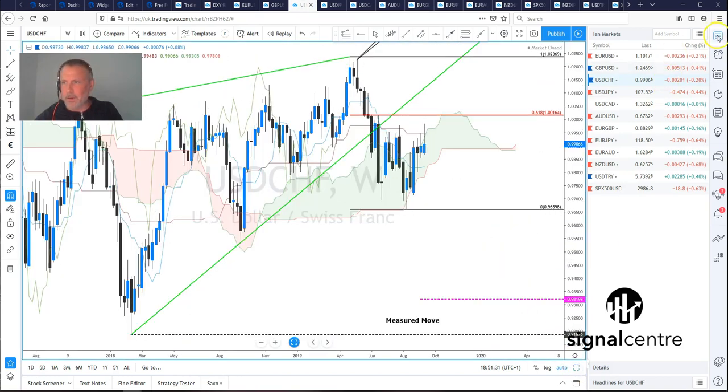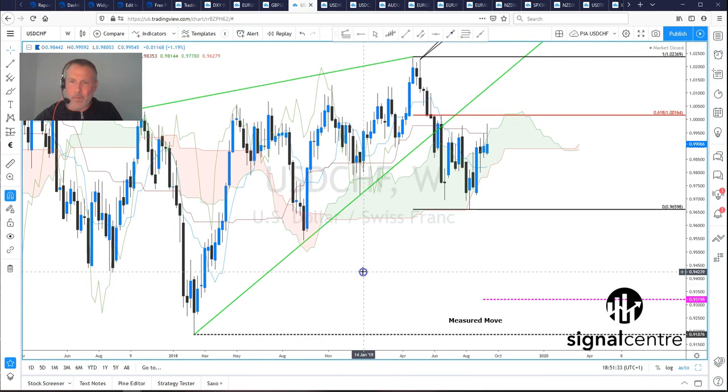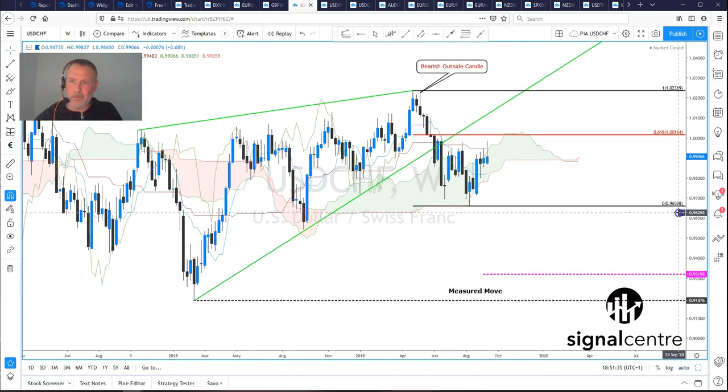and again, this is a pretty mixed picture. We broke this wedge formation to the downside. We had one of those bearish outside candles posted from the high, and then we've seen again some pretty mixed and volatile trading. Rallies were sold into last week, but not at any specified technical level really.